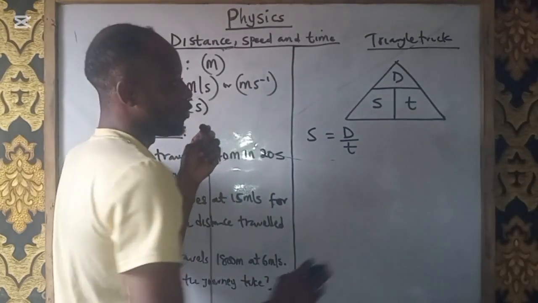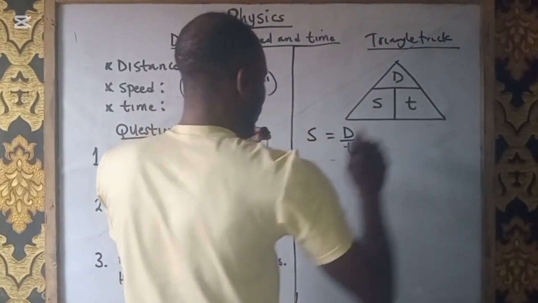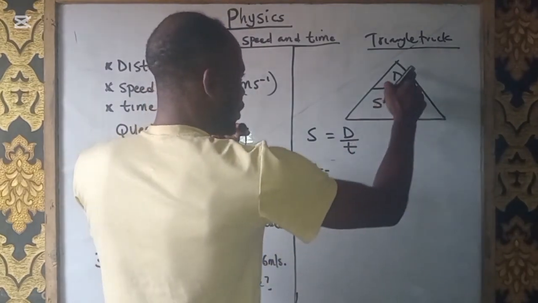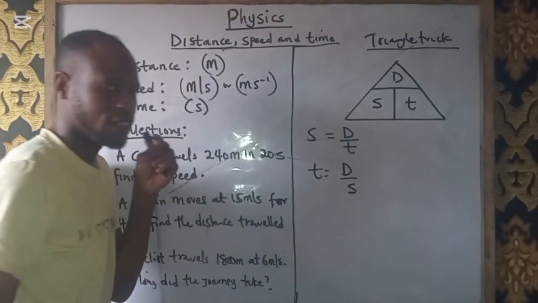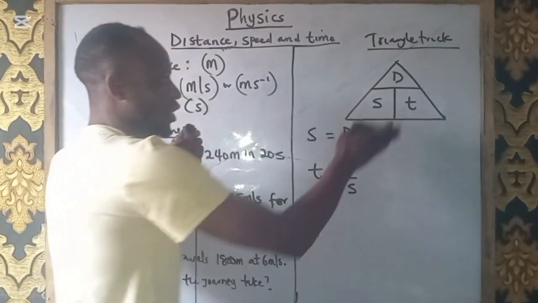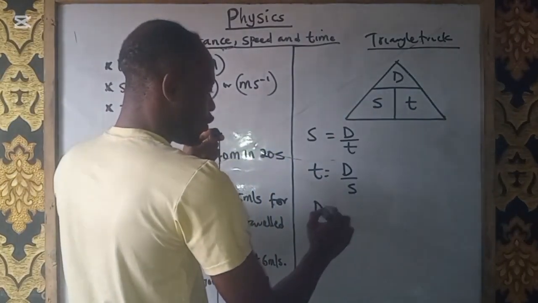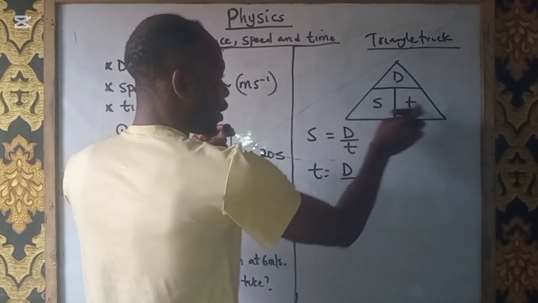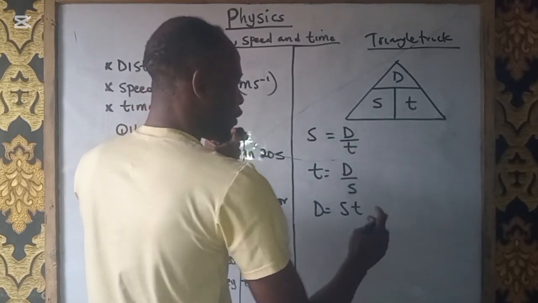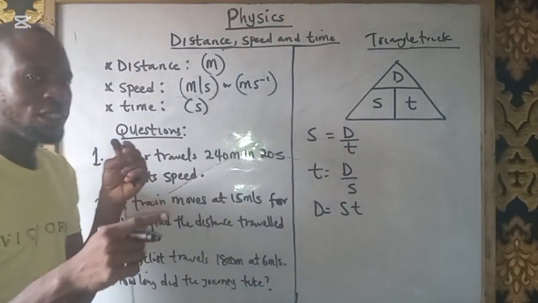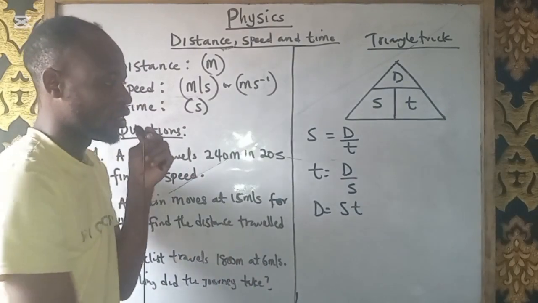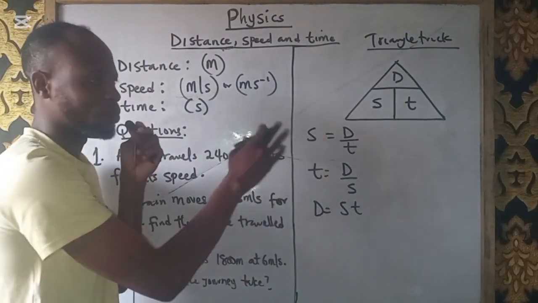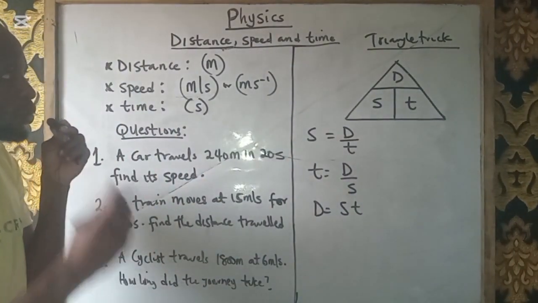Now, suppose I want to find time. I cover time. So time will be what? Distance over what? Speed. Do you understand that? And also, I want to find distance. I have to cover distance. Distance will be what? Speed times time, because they are not having a fraction. They are just beside. So it's going to be speed multiplied by what? Time. This is the formula. And you can see everything is inside. So that's the relationship between distance, speed, and time.